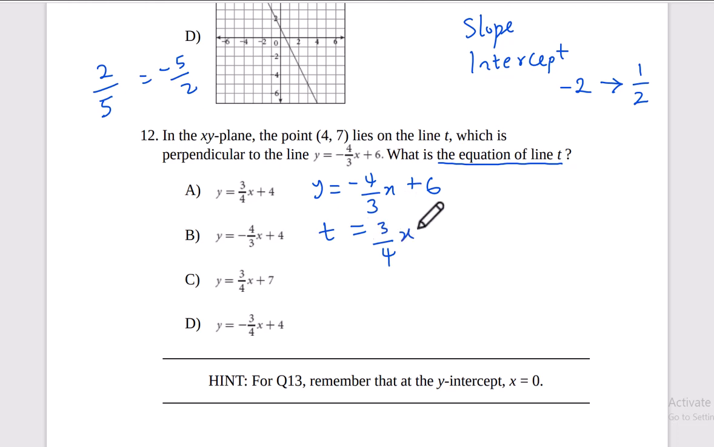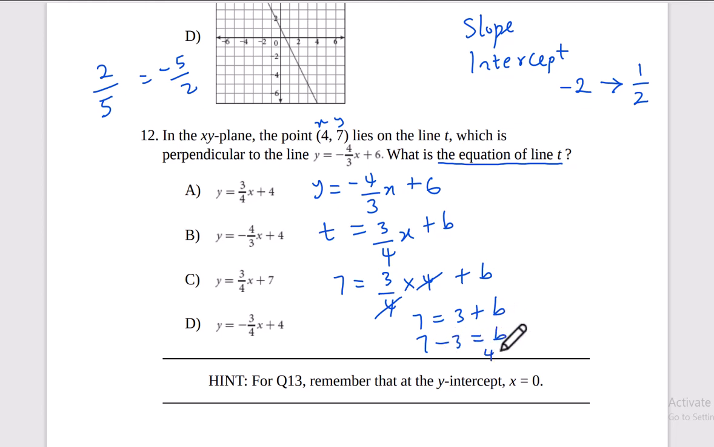So that's our slope now. So 3/4x plus b, this is y = mx + b. But you have a point, so plug this point in. This is your x and y. So y is 7: 7 = 3/4 times 4 plus b. The 4 cancels out the 4, so 7 = 3 + b, and this becomes 7 - 3 = b. 7 minus 3 is 4, so b is equal to 4.